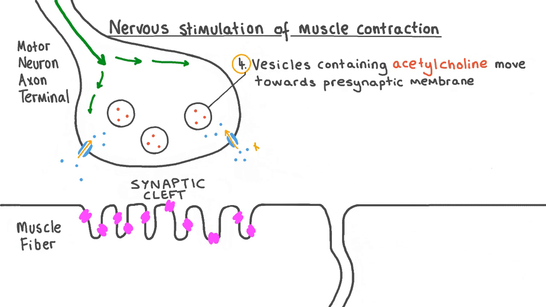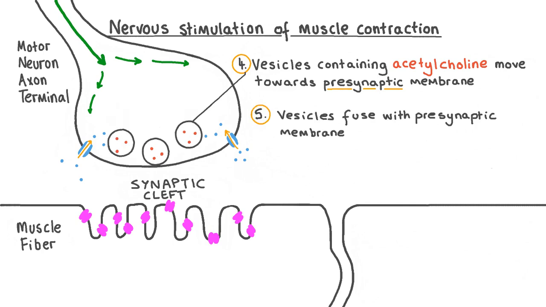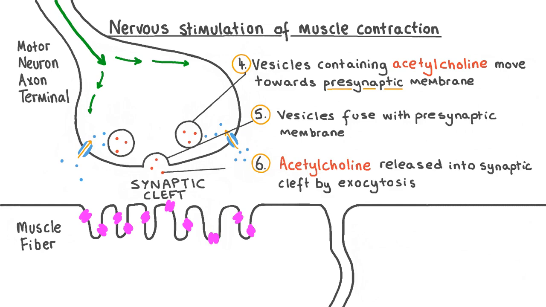The diffusion of calcium ions into the motor neuron stimulates these vesicles that contain acetylcholine to move towards the motor neuron's plasma membrane. This is otherwise known as the presynaptic membrane because it comes before the synaptic cleft. The vesicles then fuse with the presynaptic membrane and release acetylcholine into the synaptic cleft. This occurs by a process called exocytosis. The prefix exo means out of, and cyto means cell, describing how a substance like acetylcholine can move out of a cell in large quantities.